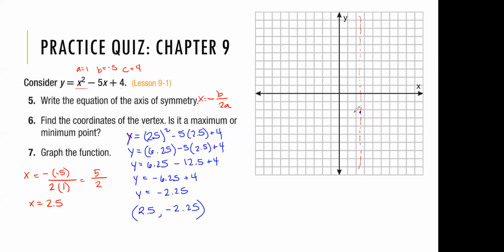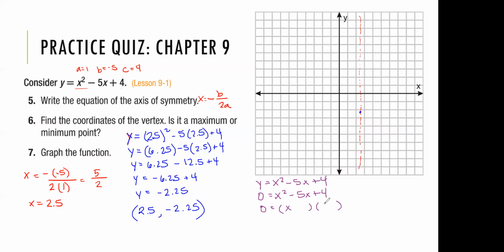So then what I need to do is find the y-intercept, okay? So the y-intercept is when y is equal to 0, okay? So I'm going to set my equation y equals x squared minus 5x plus 4. I'm going to set that equal to 0, okay? And then, so I have 0 equals x squared minus 5x plus 4. Well, I can factor that, okay?